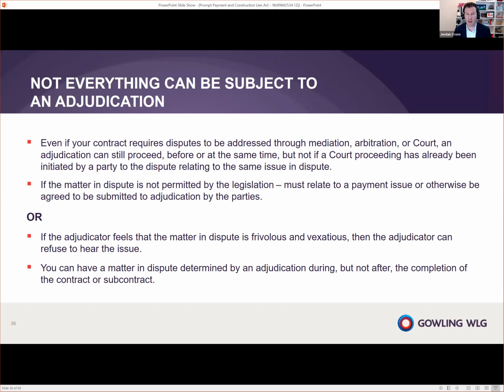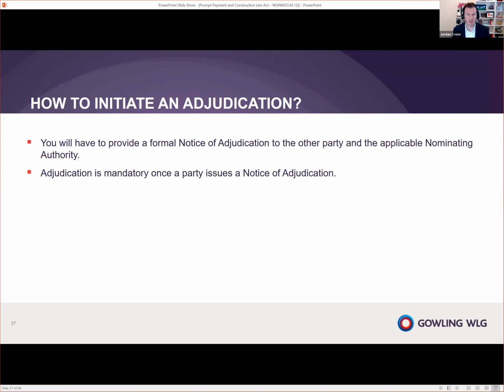The other thing that's worth highlighting one more time is that you can only avail yourself of adjudication during the life of the contract. So it has to be during the completion of the contract or subcontract. So how do we initiate an adjudication? Well, you have to provide a formal notice of adjudication to the other party and the applicable nominating authority. Once this notice is sent, the adjudication process becomes mandatory.